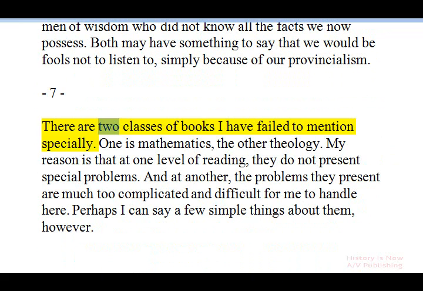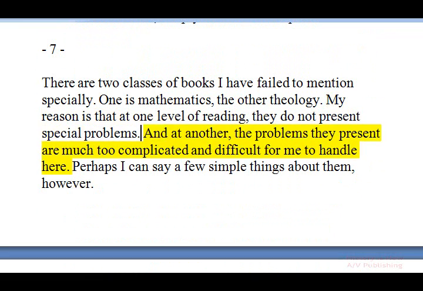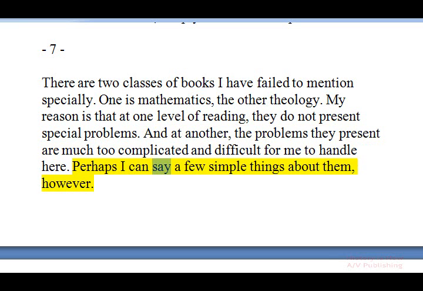7. There are two classes of books I have failed to mention specially. One is mathematics, the other theology. My reason is that at one level of reading, they do not present special problems. And at another, the problems they present are much too complicated and difficult for me to handle here. Perhaps I can say a few simple things about them, however.